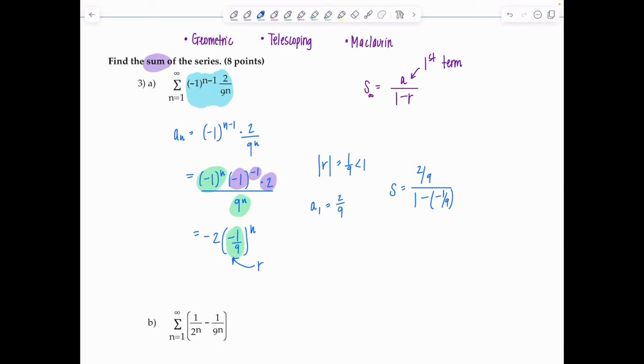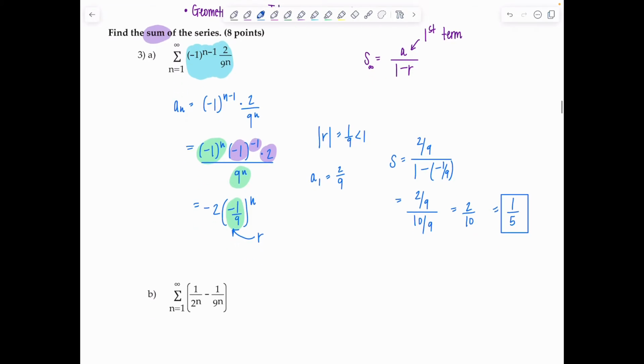You don't put the absolute value in the summation formula. It will change the value of the sum of the series. You just check that the absolute value of R is less than 1, but you have to use the original value of R when finding the sum. So this is 2/9 over 1 plus 1/9. What is that? 10/9. So that's 2/10, aka 1/5. All right, beautiful.